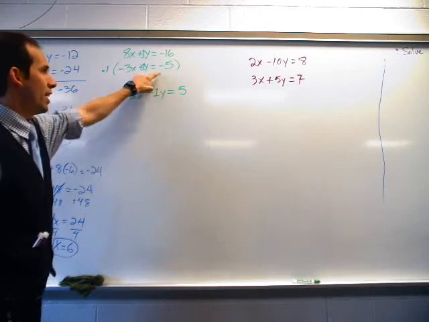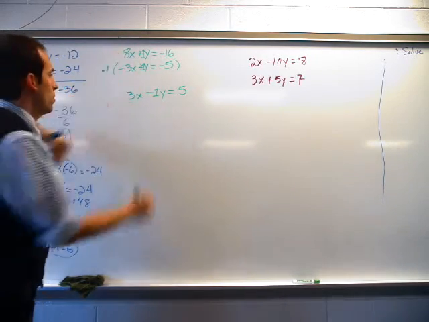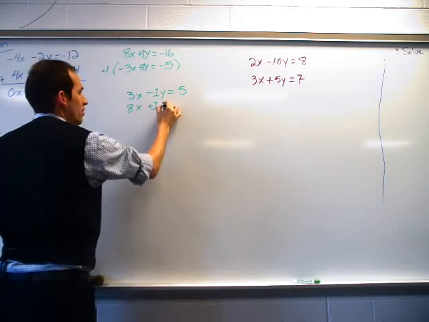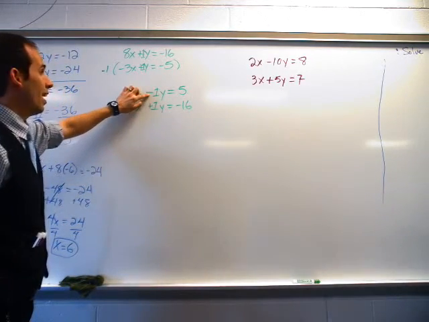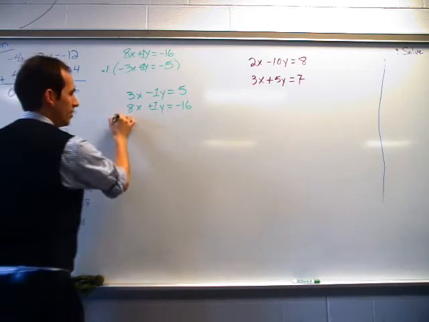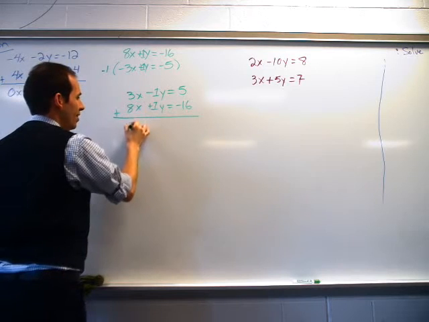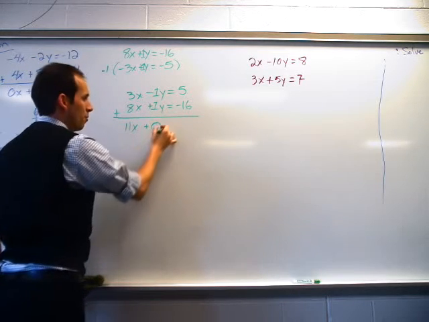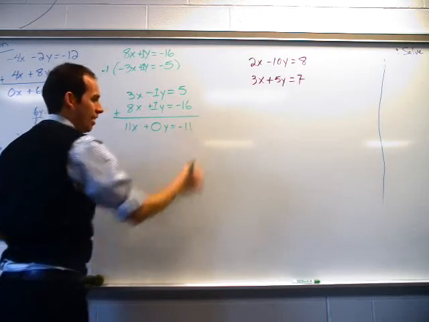Now that I have changed that equation, let's rewrite that top one. Let's rewrite the second equation right here and see how it compares. Okay? I have negative 1, I have positive 1. I know that's going to be 0 when I add them together. So let's do it. 3 plus 8 is 11x. Negative 1 plus positive 1 is 0y. And then 5 plus negative 16 is negative 11.